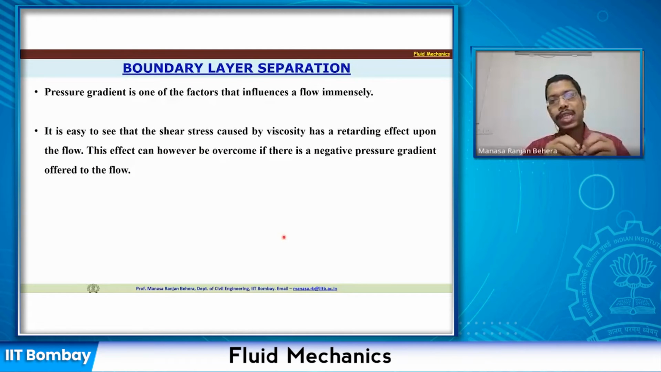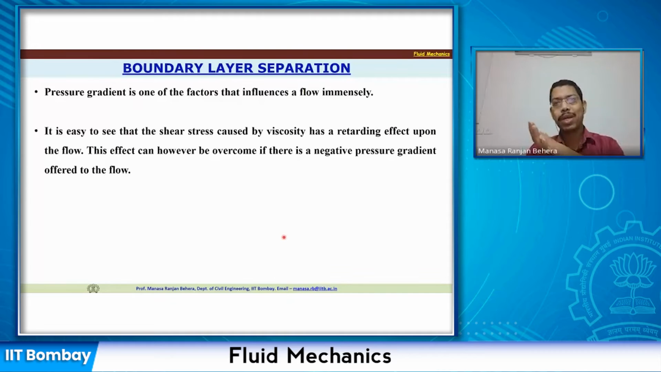So we have already seen that a negative pressure gradient is going to assist the flow. So we call it a favorable pressure gradient. And a negative pressure gradient will overcome the resistance that we are facing from the surface, the viscous or shear stress that is developed due to the viscous effect between the fluid and the surface. So we need a negative pressure gradient to overcome that.